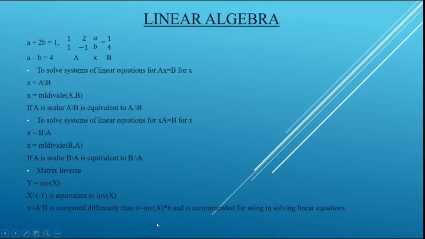So both of them are computed differently; the inverse approach works by first finding the inverse of A and then multiplying it with B, but backslash is recommended for solving linear equations. So if you are given two equations and you have to find the unknown variables like a and b, or a more complex equation, you must use this function or command to find the unknown variables. Let me first show you the example for inverse x.